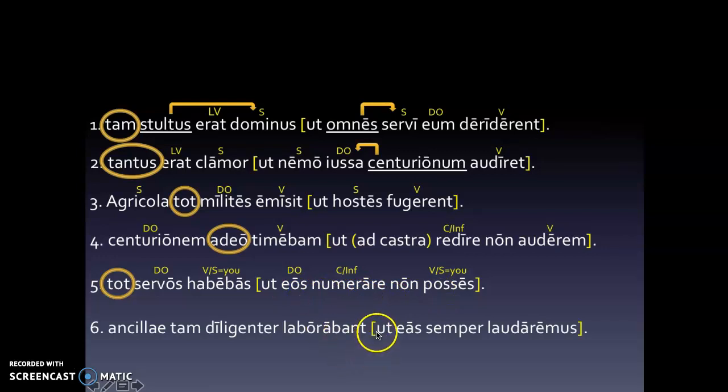All right, our last one, we've got an ut clause here. Starts with the ut, ends with a subjunctive. We know that it's a result clause because of our intensifier here. We've got a nominative subject, we've got our verb, we've got an accusative direct object, we've got the verb inside of the result clause, no nominative, but we know that the subject is we because the verb ends in mus. So the slave girls were working so diligently that we always would praise them.